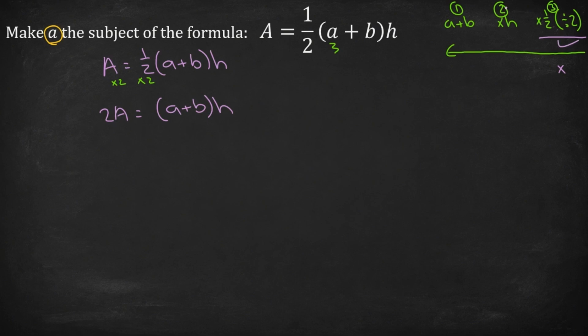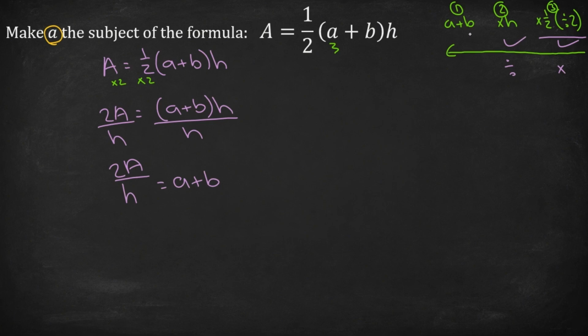Now let's have a look at this step. Here we are multiplying by H. And the inverse operation of multiplication is division. So that means I have to divide by H. So I divide by H, and what you do on the one side, you have to do on the other side. So that leaves us with 2A divided by H equals A plus B. That is this step done.